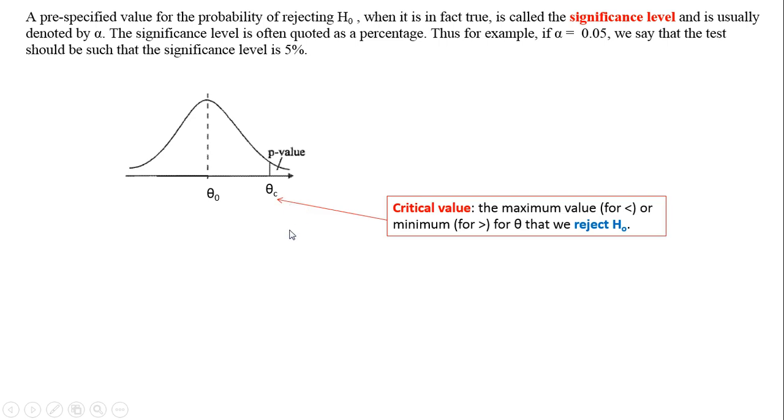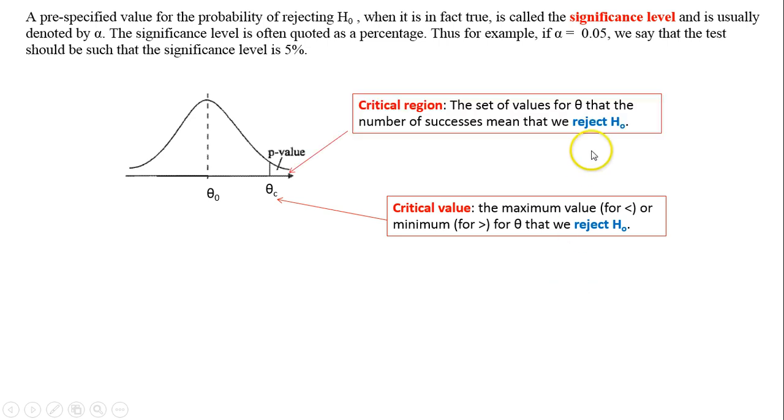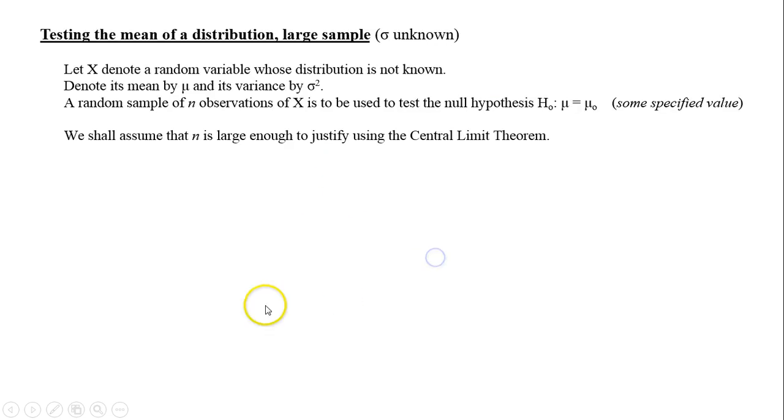So the p-value was the end bit. The point at which the p-value is the cutoff is called a critical value. That's the maximum, or the minimum if it's the other side, for theta at which we reject H0. The critical region is a set of values of theta for which we reject H0. So the critical region is above the critical value or below.